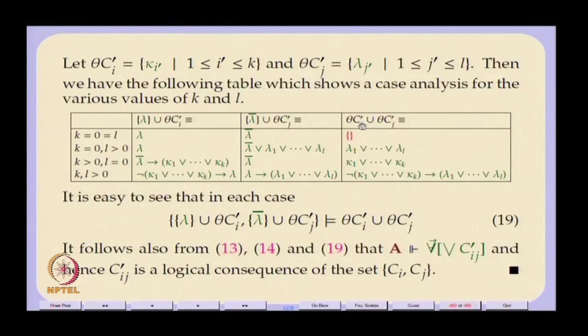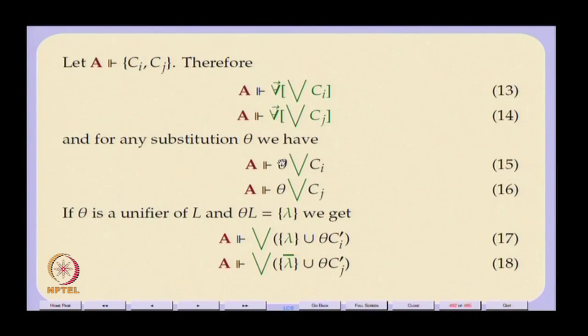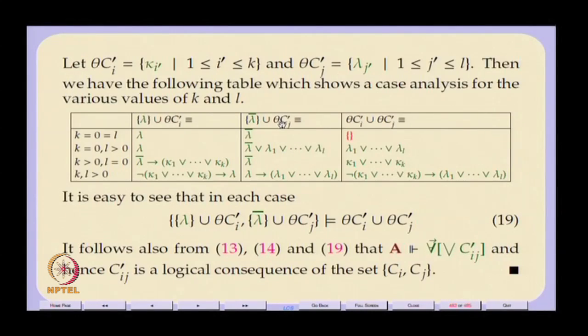So, this union is your C prime I j. Though of course, notice that I have not actually taken theta to be the most general unifier. This lemma holds for any unifier actually, it does not matter. Essentially this union is your C prime I j, the resolvent, and you can see that this empty clause is not just derivable from these two, but it is actually a logical consequence of lambda, lambda bar. It is like an AND of lambda, lambda bar.